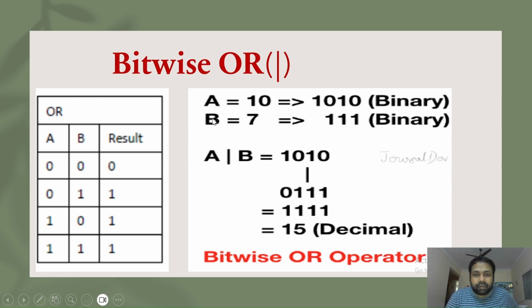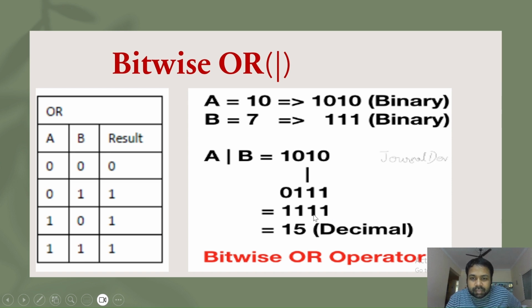Now let me show the example for bitwise OR. The A value is 10, the B value is 7. The binary representation is this. You can see at the start of this video how I explained binary representation. In a similar way it is converted to a binary number. 1010 is 10, and for 111 you can write 0 on the left side. So you perform the bitwise OR operation between these two. 0 or 1, what is the answer? 1.